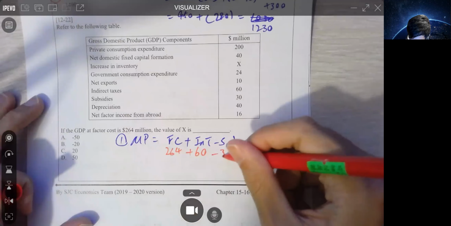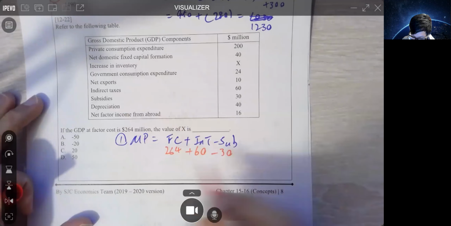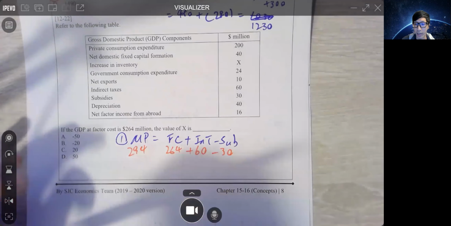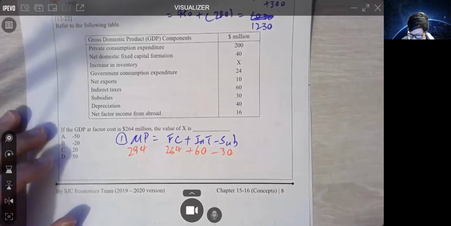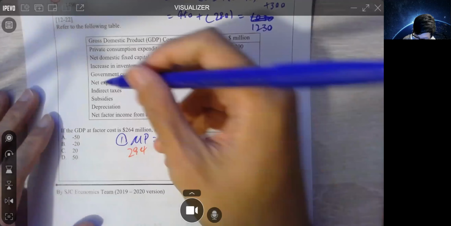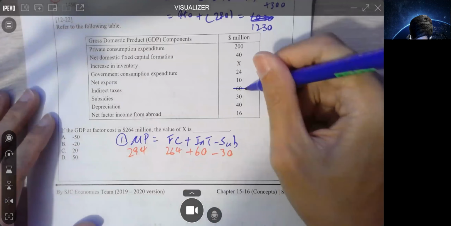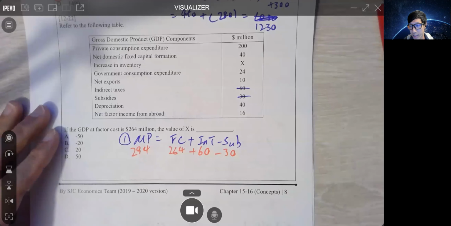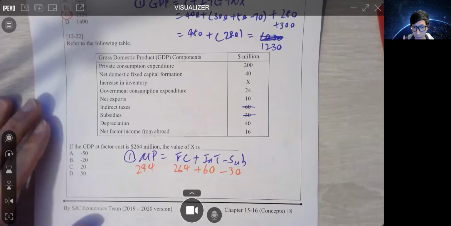Subsidy, yes, 30. That would give us the answer of 294. Okay, we know it's 294. We've checked what's been used: indirect tax is used, subsidy is used. Now, let's do our normal step.